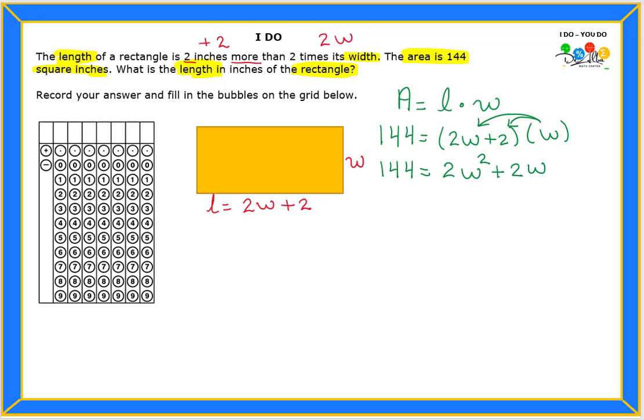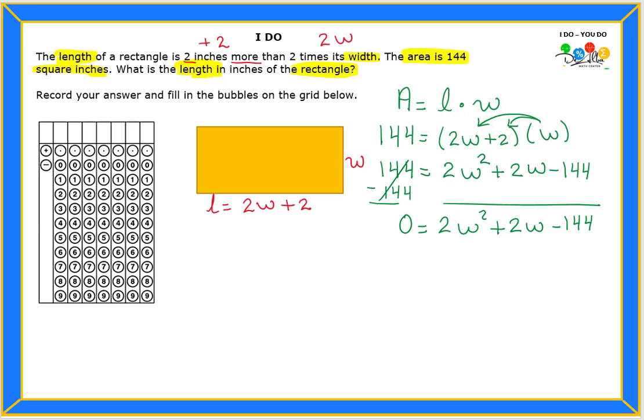So I am going to say minus 144, minus 144. Remember, whatever you do on one side, you do it to the other side, right? So this goes to a 0. And now I got 2W squared plus 2W minus 144.